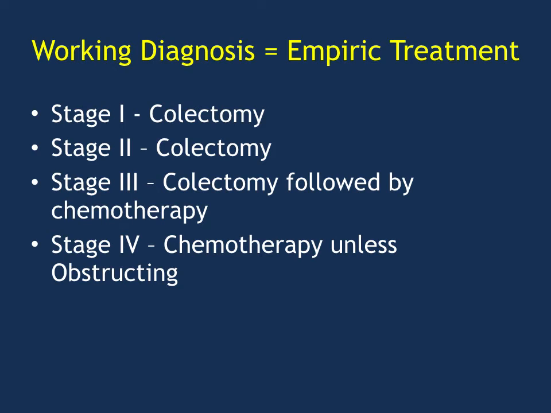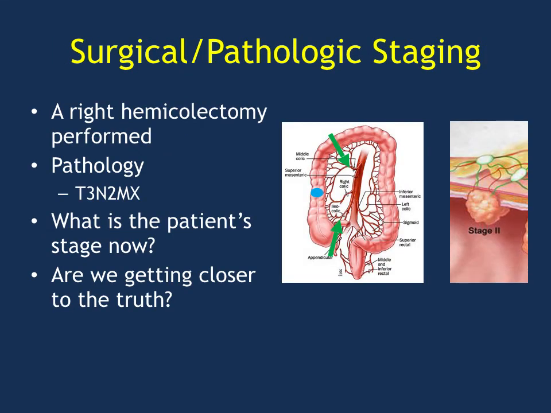tumor. So if we go back to Mr. A's clinical diagnosis, or his working diagnosis, the working diagnosis is that he probably has stage 1, 2, or 3. So in that case, looking at this list, we are able to take action with this patient and have him go to the operating room for a colectomy for an attempt at removing the tumor and a chance for cure.